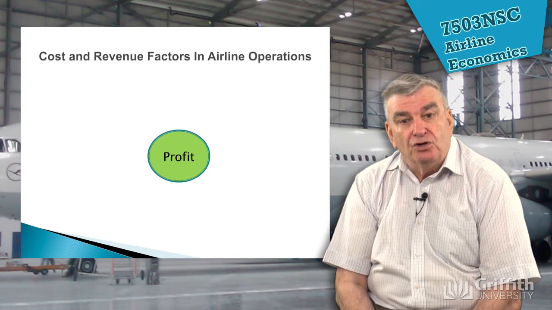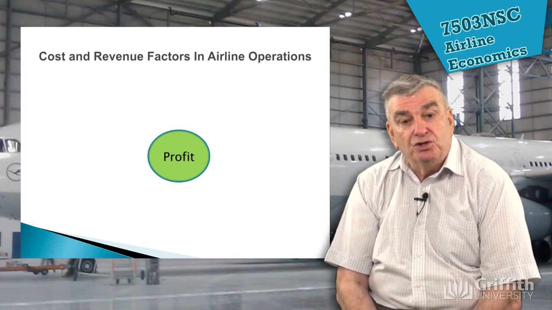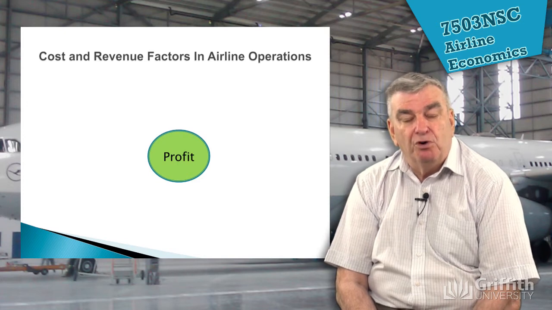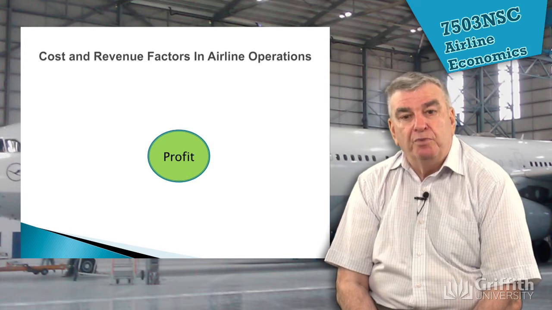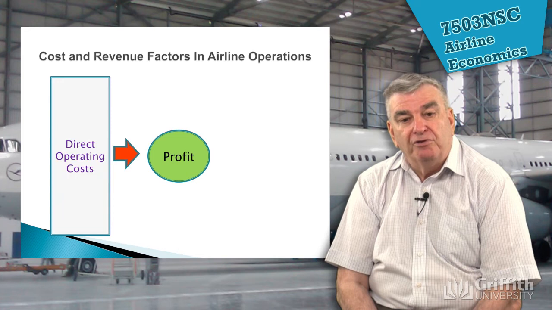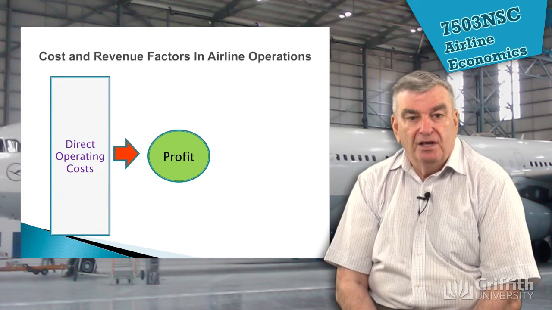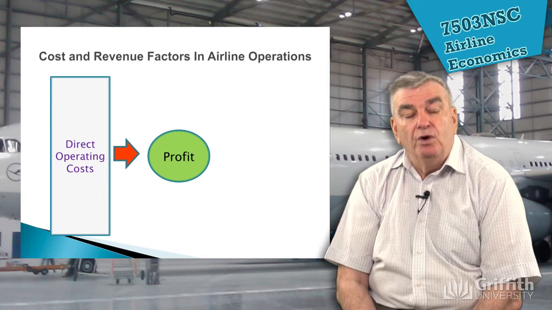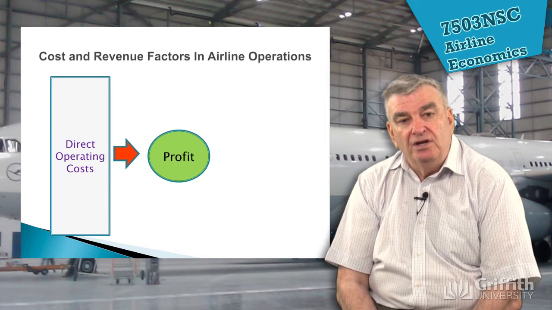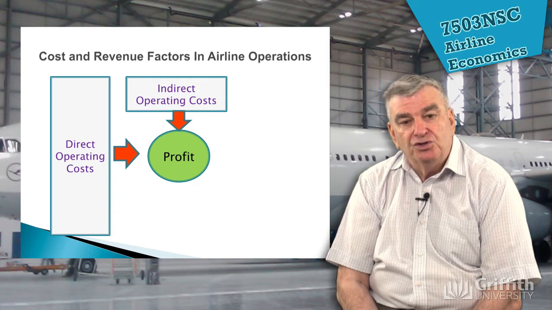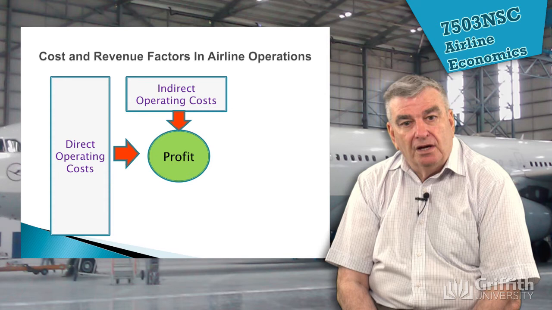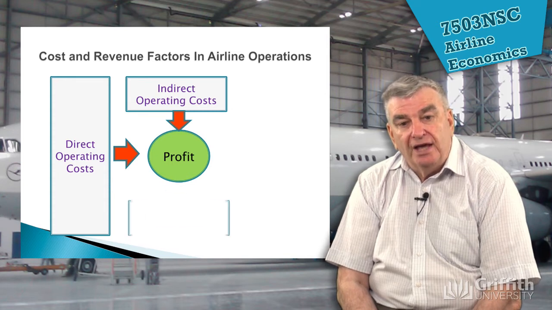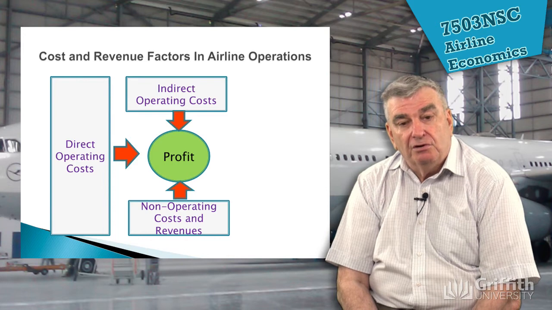So we'll be looking at cost and revenue factors in airline operations. Profit is the major driver. Without profit, airlines don't make the money to get new aircraft and to also pay for those unexpected things that crop up from time to time. Profit is the driver. And as we said in the earlier lecture, we looked at the direct operating costs that we need to pay to provide a seat on board an aircraft. We have a look at the other indirect operating costs, and these could be the amortization of the actual aircraft itself. It's going to be decreasing in value.